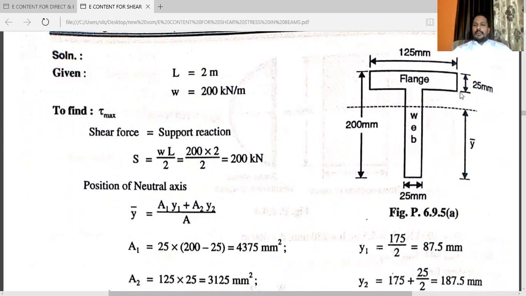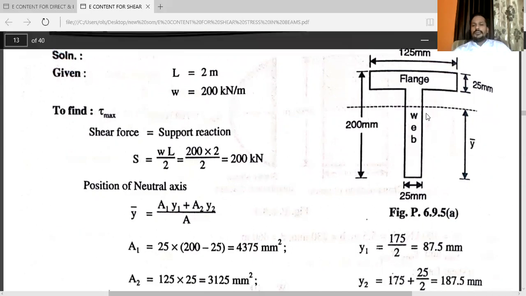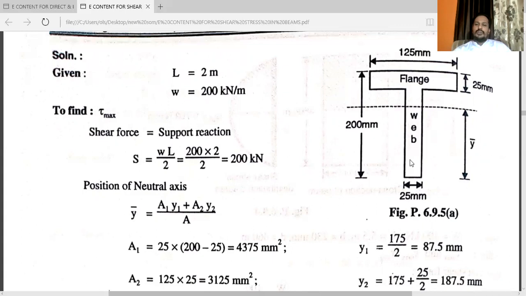So first of all, draw the diagram. The web dimension is given, that is 25. You can see the base 25. Entire depth is 200. You can see this one is the vertical web. Web dimension is also given, and flange dimension is also given. It is 125. Base is 125 for the flange, and depth is 25. So from this point to the base, the distance is 175.